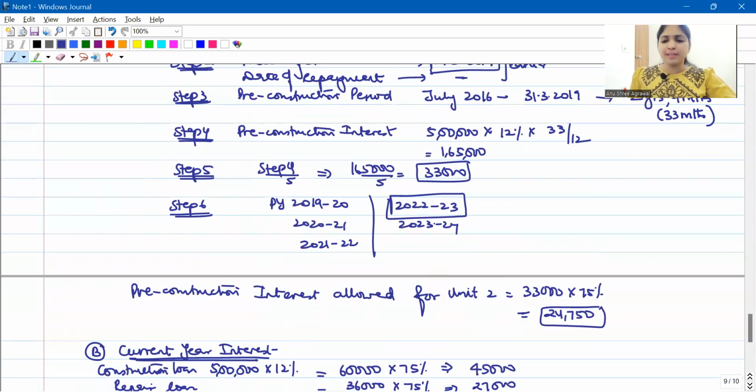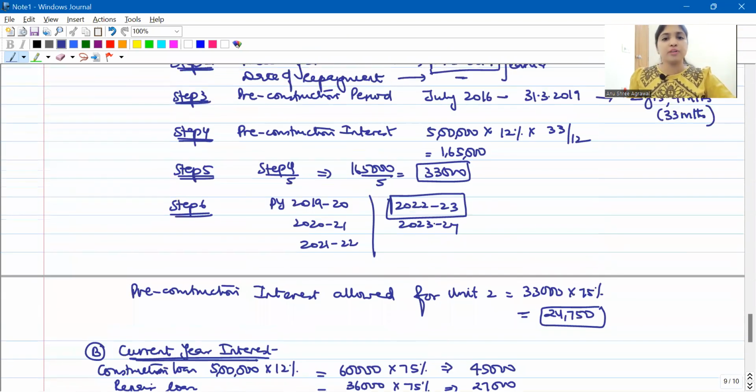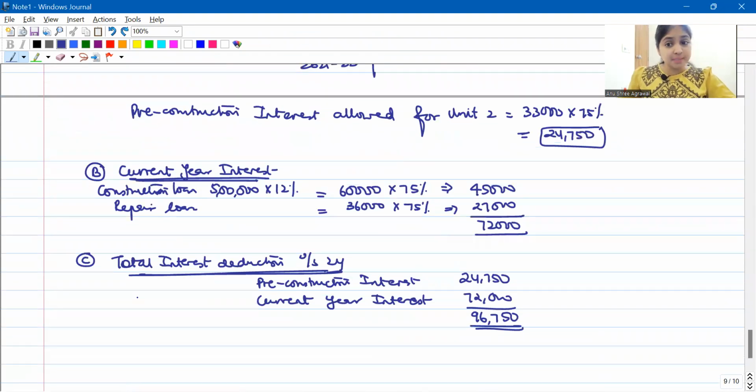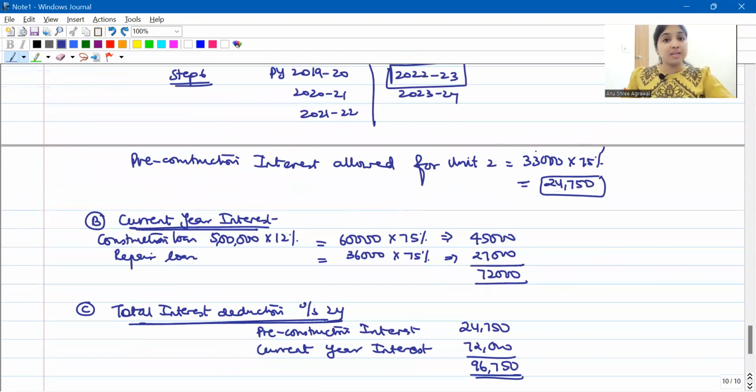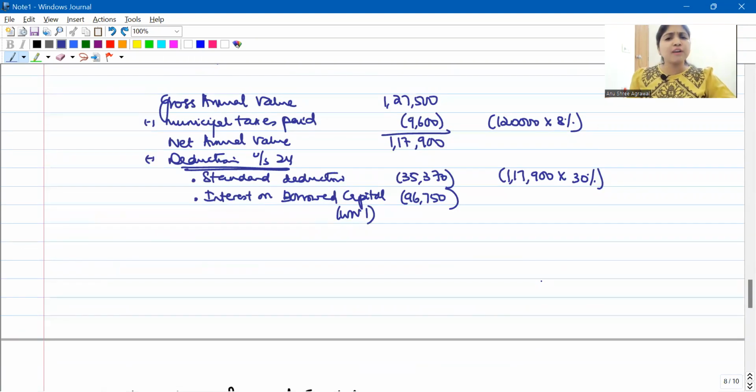Now in my working note, there is everything. All my step marks I will get. I've not left any scope for the examiner to deduct marks. Pre-construction interest, I've given all the steps. I calculated for the 75% of the property. Current year interest also I calculated for the 75% of the property. And then I also give the sum total. I have not left any scope for the examiner to deduct any marks.